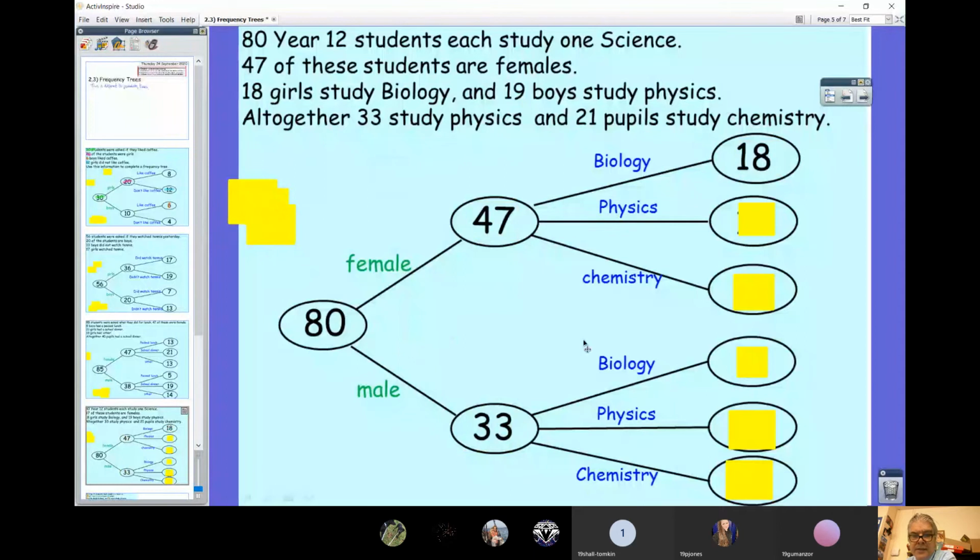19 boys physics. So boys physics, there's your 19. Now, we're told altogether 33 students studied physics. Well, there's the boys who studied physics, which is 19. 33 studied it in total. So girls studying physics must be 33, take away the 19, which is 14. Now, because we've got 2 out of 3, 14.